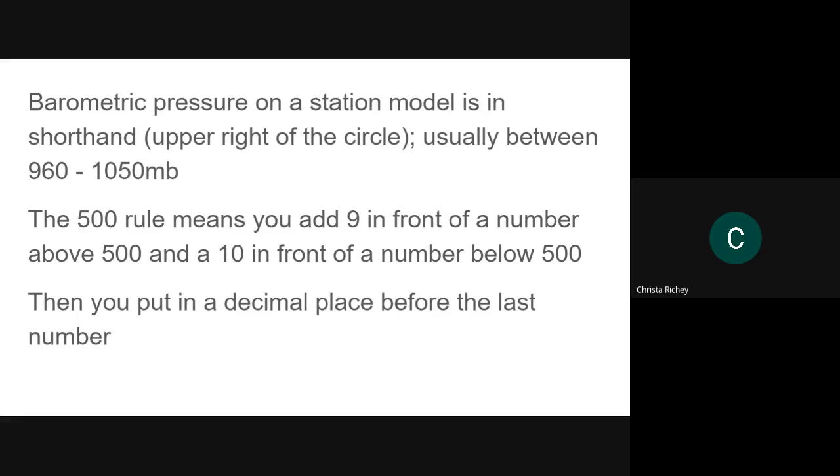Once again, 500 rule: if the number's less than 500, add a 10 in the front. If it's more than 500, add a 9 in the front. Please put a decimal between the last two digits. That gets it out of shorthand. Shorthand is only 3 numbers for barometric pressure. Oh, and put MB at the back. That's the unit for pressure, millibar. Barometric pressure always has a decimal.